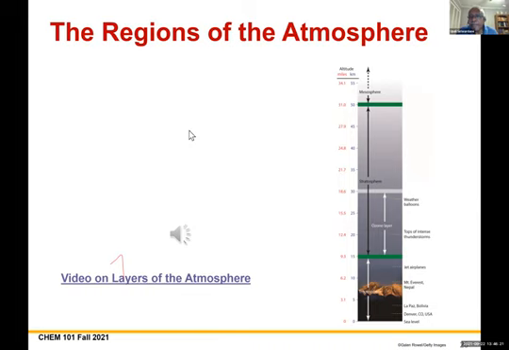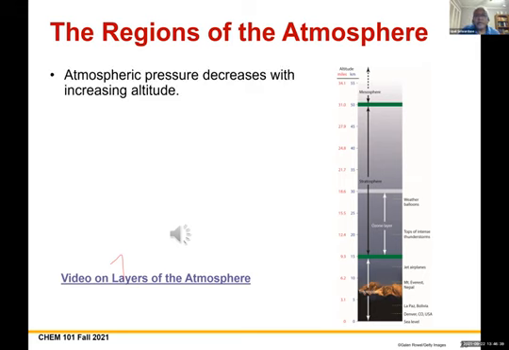The ozone layer is indicated here, the ozone layer, in that stratosphere.